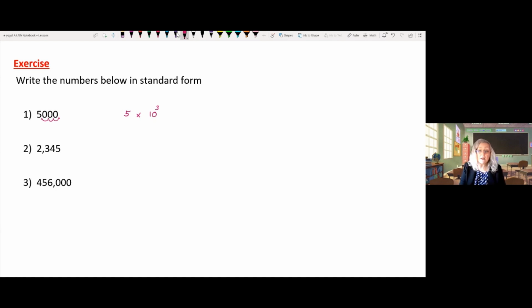For this one, I need a number between 1 and 10. So my number is going to be 2.345 multiplied by 10. And this time I would have to move the number 1, 2, 3 times in order to get the decimal point after the 2. So that is 2.345 multiplied by 10 to the power of 3.